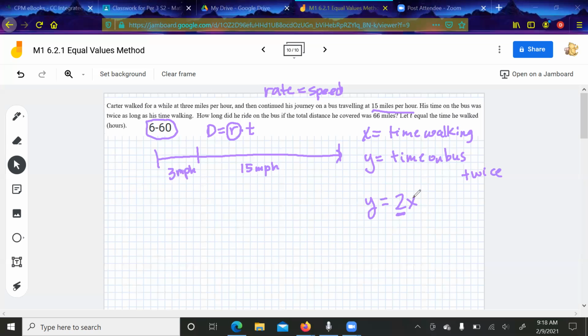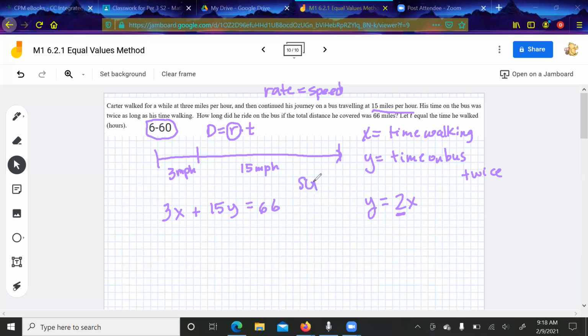The first is our rate: how long does it take to go 66 miles? So he's going 3x, that's his time walking, which is different from his time on the bus. 3x plus 15y, where y is the time on the bus, is equal to a total of 66 miles. Okay, so this is our first equation. This is our second equation.